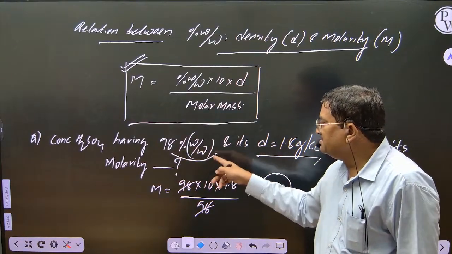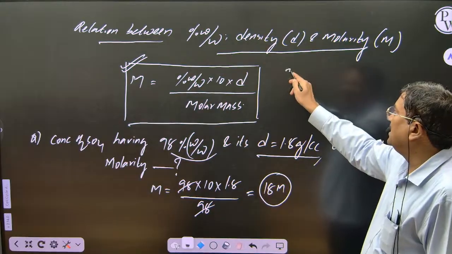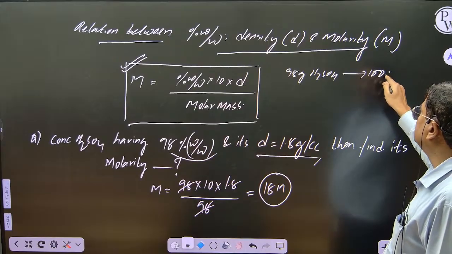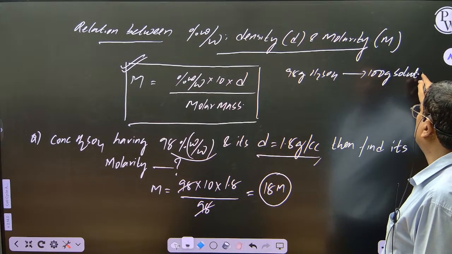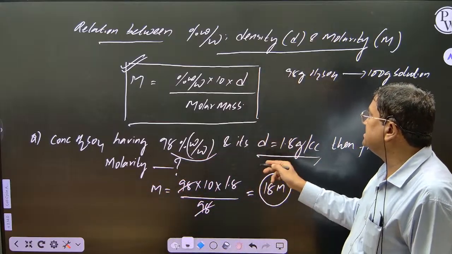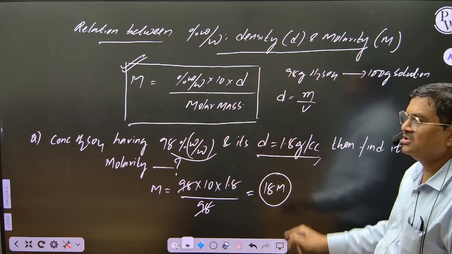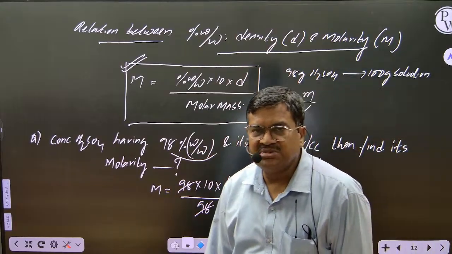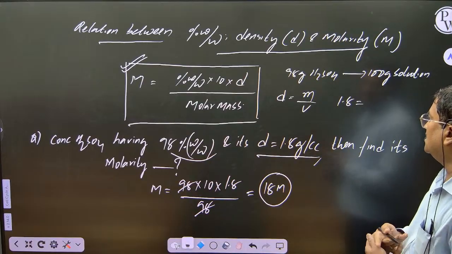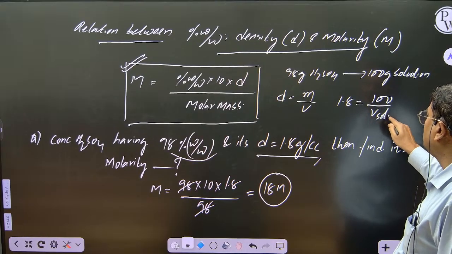So what does 98% W by W mean? Can you tell me? Here I write: 98 grams of sulfuric acid is present in how many grams of solution? 100 grams of solution. Do you agree, students? All of you? Mass percentage means 98 grams present in 100 grams of solution. Now density given means something to do with density. Density is given by what? Mass by volume, no? Density of solution is given by mass by volume. Now density, how much has he given? 1.8. So 1.8 is equal to mass 100 by volume, and we are finding the volume of solution.